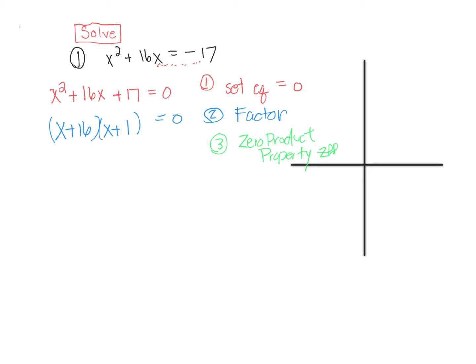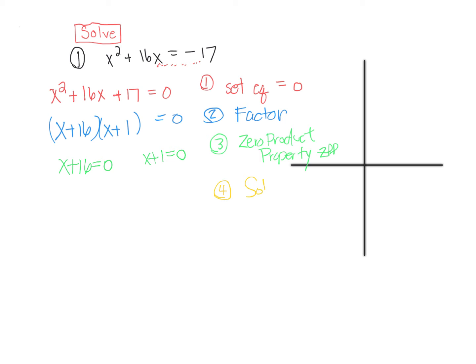And what that tells me is that if this thing is equal to 0 times this thing is equal to 0, then either this parenthesis or this parenthesis must be equal to 0. And so what the zero product property tells me then is to take this parenthesis and set it equal to 0, and then take the other parenthesis and set it equal to 0.